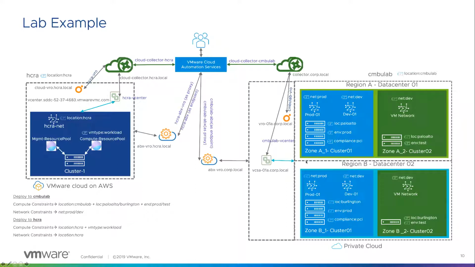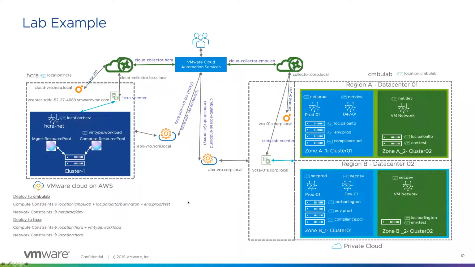Now, if you look at my tagging strategy, I have a larger tag which is location. That's the name of the tag, and then a colon, and it can be either HCRA or CMBU lab. So look at this strategy. If I select location and then CMBU lab, that means it's going to choose the right side of the environment. If I select HCRA, it's on the left-hand side, right?